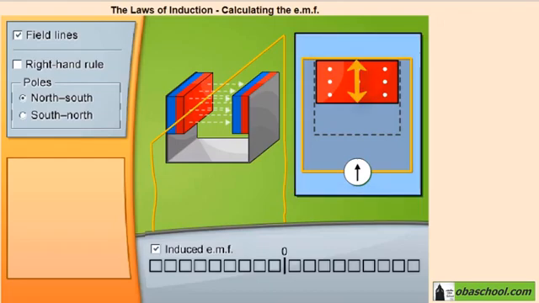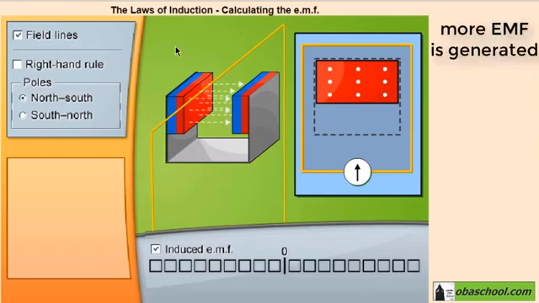Now let's move the wire up through the magnetic field faster to generate more electromotive force. Like this, for example. The flux through the circuit is changing more rapidly, so more electromotive force is being generated.